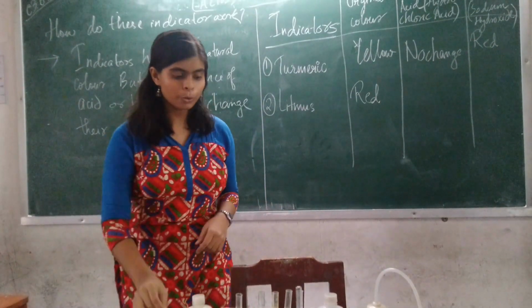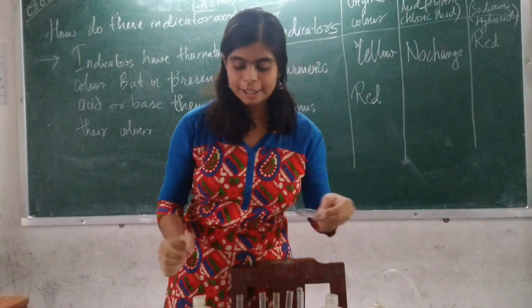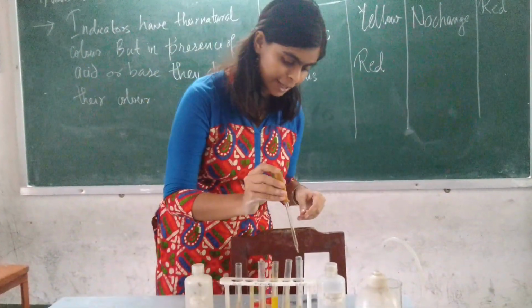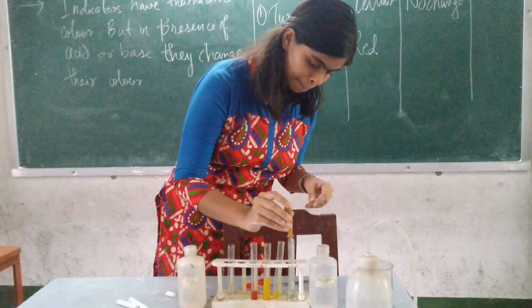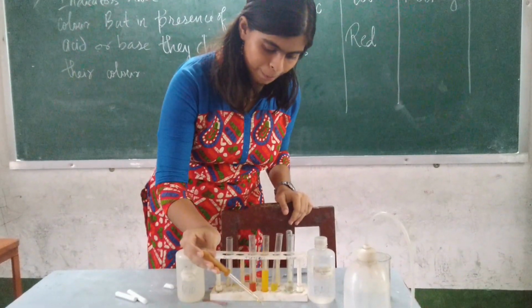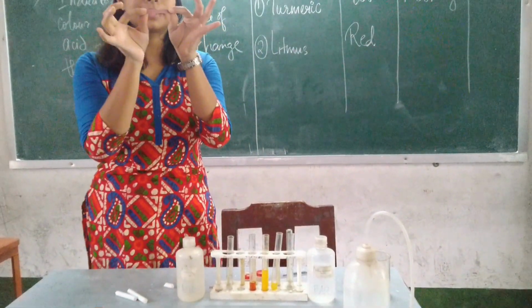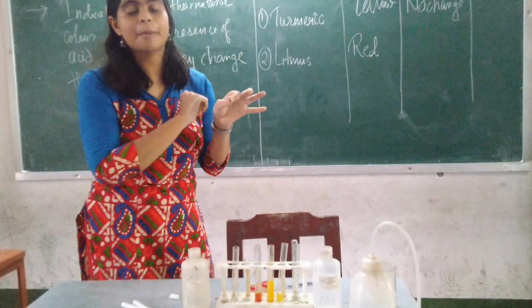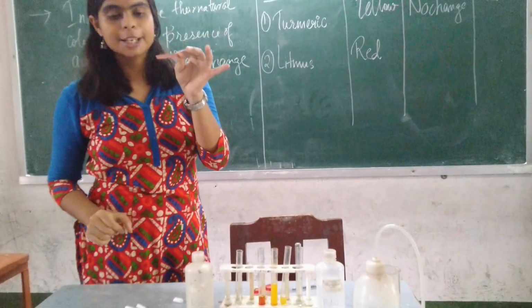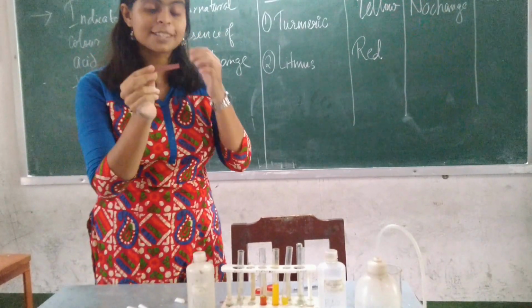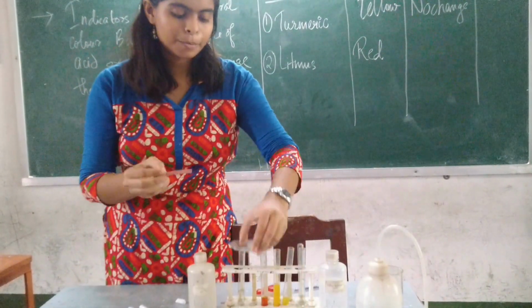Now we will do it with the litmus paper. Again we will take base. I am pouring some base in the china dish. And see, this is litmus paper, red in color. There are two kinds of litmus paper. Since we have only red, we will work with the red. Let's see what color it changes when we put it in base.